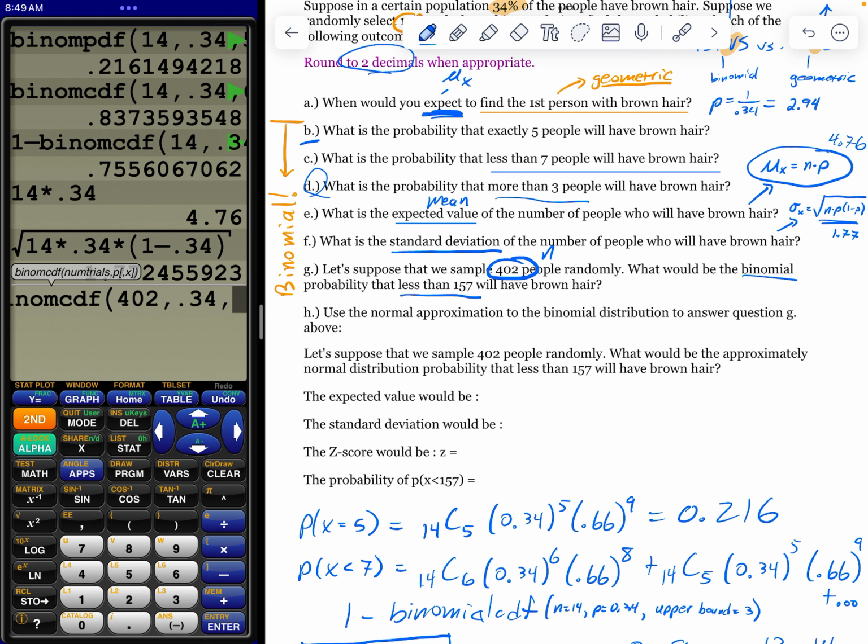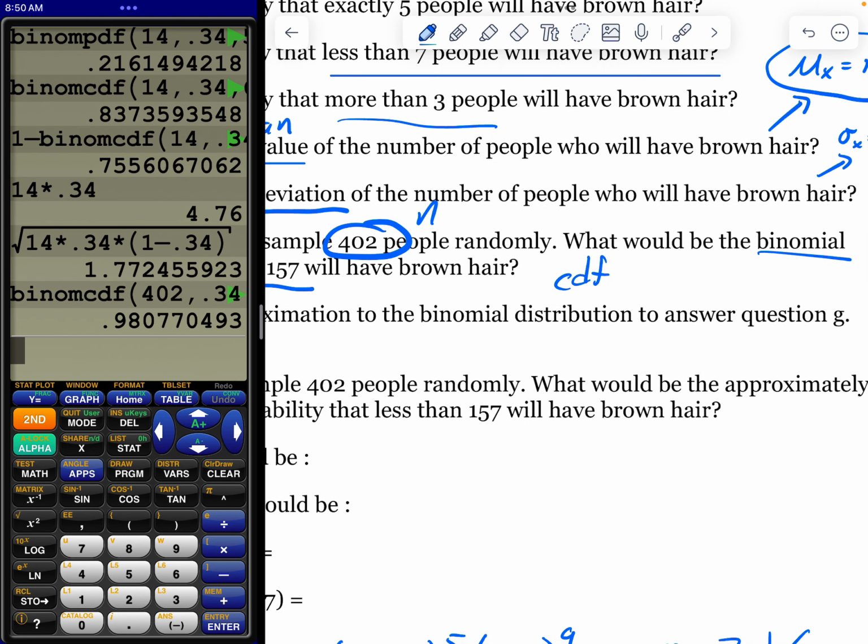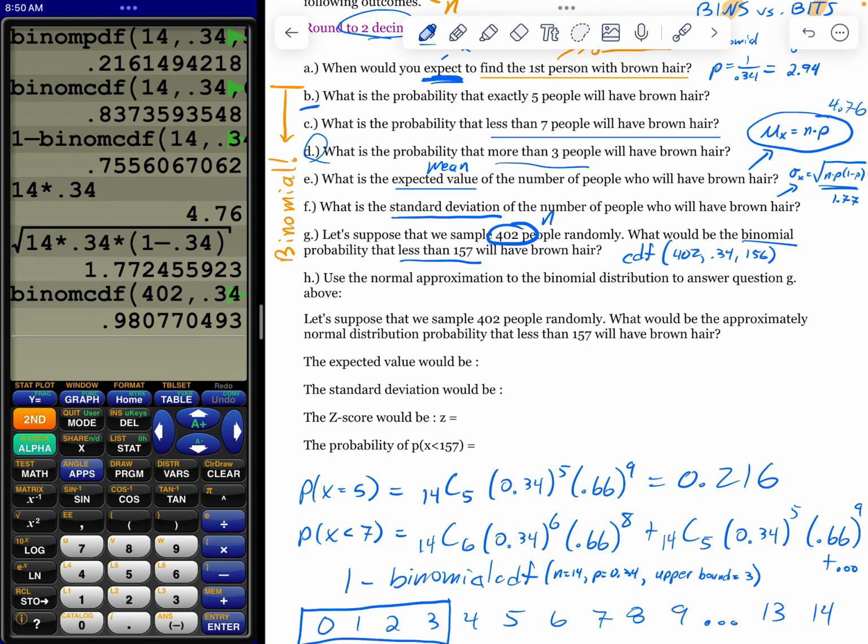Then less than 157. Be careful. That does not include 157, so I'm going to put 156. And you can do the same. So I'm getting 98%. So when I did the CDF button, I did my sample size, I did my p, and then I did 156. All right. H, use a normal approximation to answer question G above, and then it walks you through it.